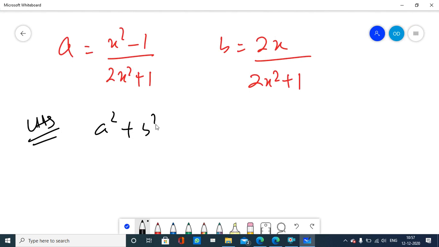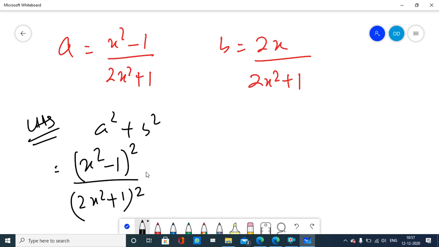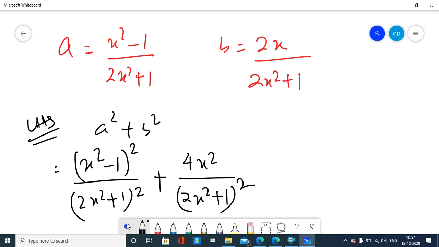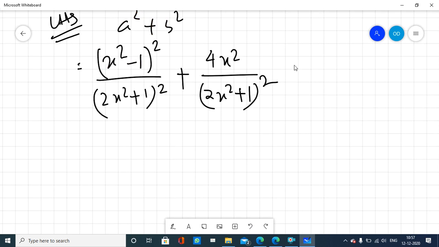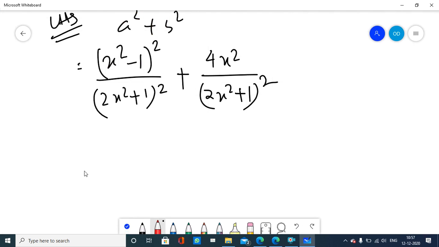Now simply the LHS is a squared plus b squared, so we just have to add the squares of these two. a squared is (x squared minus 1) whole squared by (2x squared plus 1) whole squared, plus b squared. The whole square of 2x is 4x squared, and the denominator is (2x squared plus 1) whole squared. Clear or not? Now you see, you take the LCM.